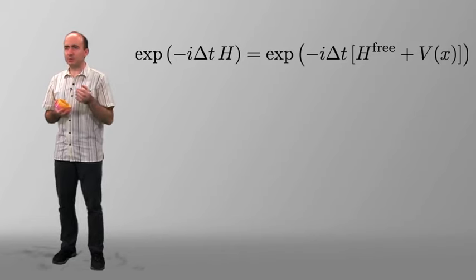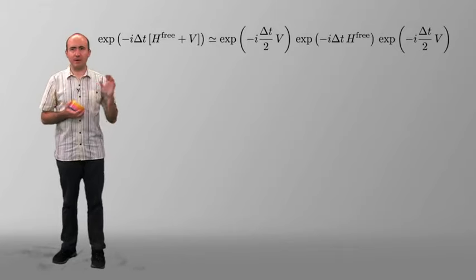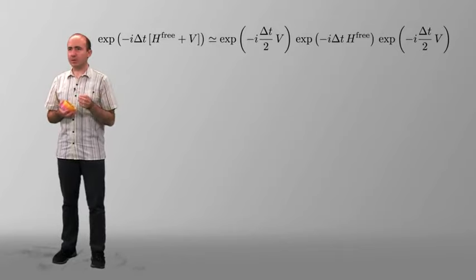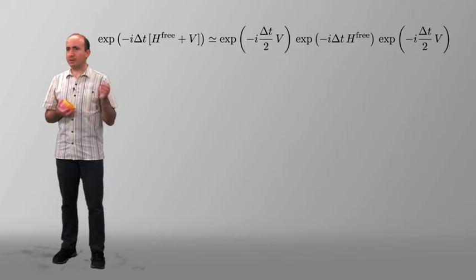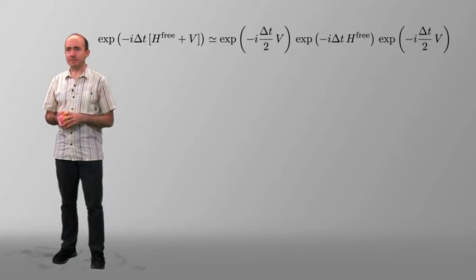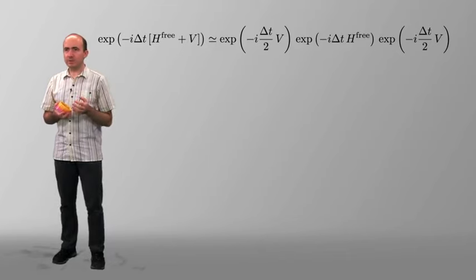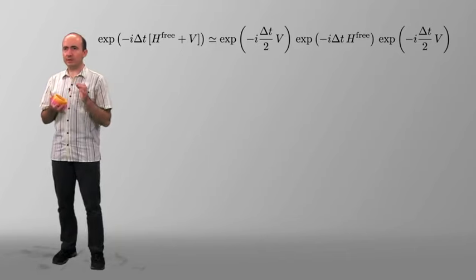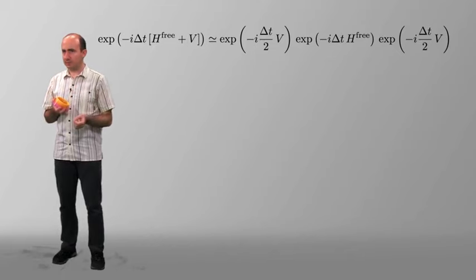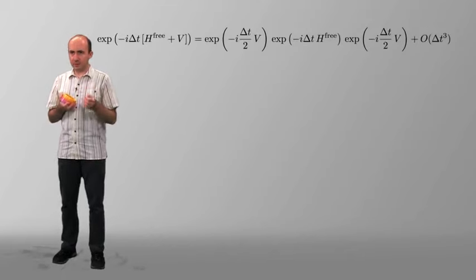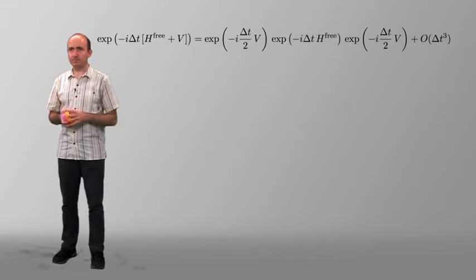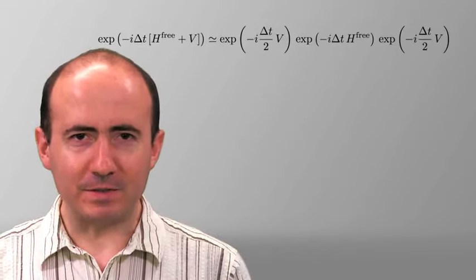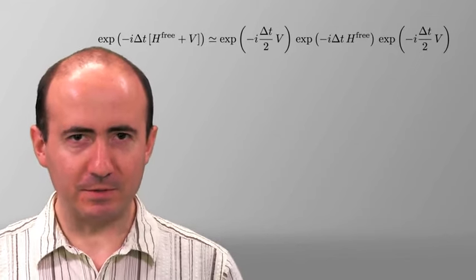Now, to understand the contribution of the two components, H free and V of x, of this Hamiltonian, we can use Alberto's Trotter decomposition, which writes as follows. You recognize the same formula where beta has been replaced by i times delta t. This approximation is valid up to order delta t to the power 2, that is to say, the first error term is of order delta t to the power 3. Let us examine each term of this product.